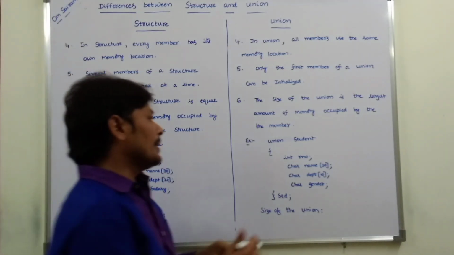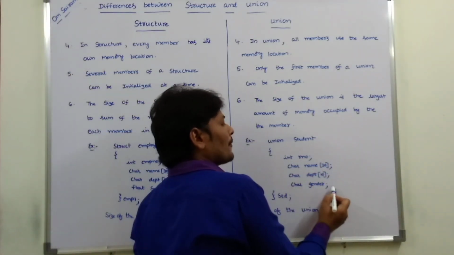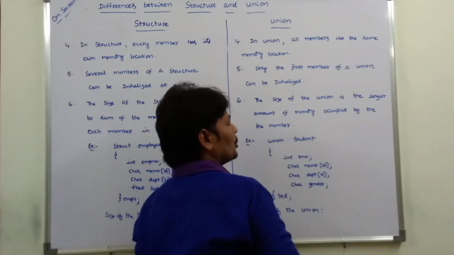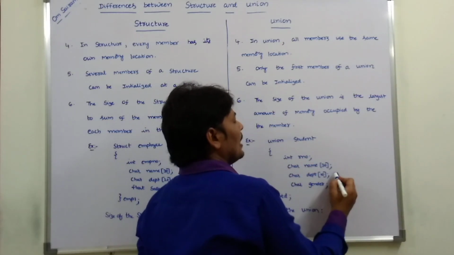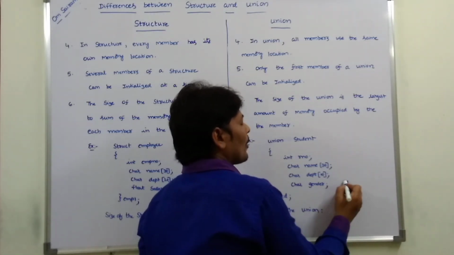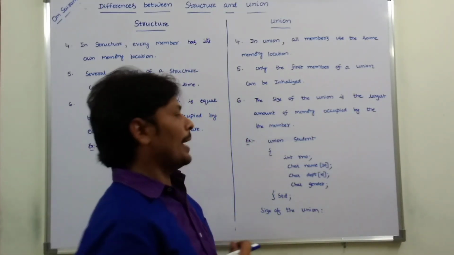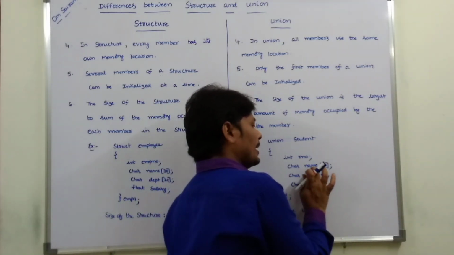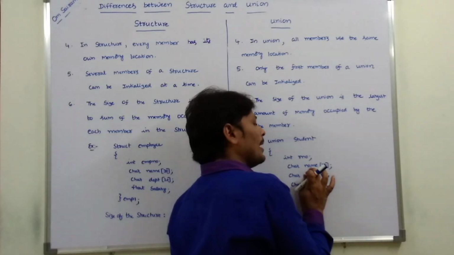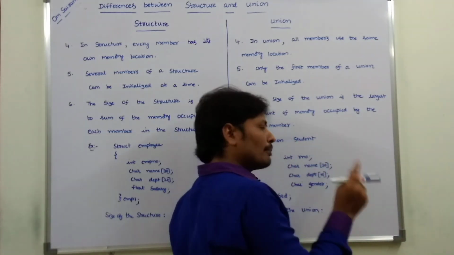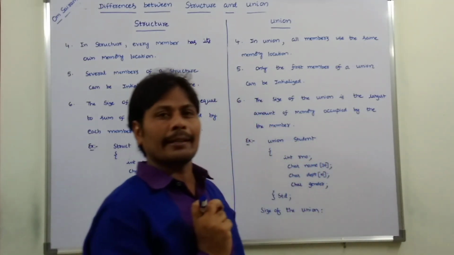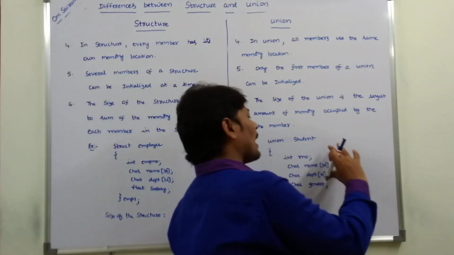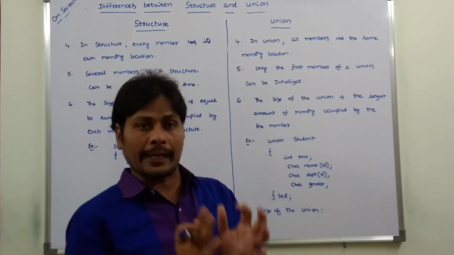So in this one, these are the members of the union called student. Here this occupies 2 bytes, this occupies 30 bytes, this occupies 10 bytes, this occupies 1 byte. Among them, which is the largest? This is the largest. Here, this is a character array. Each character occupies 1 byte. Here 30 characters are there, and 30 characters occupy 30 bytes. So 30 bytes of memory is allocated.